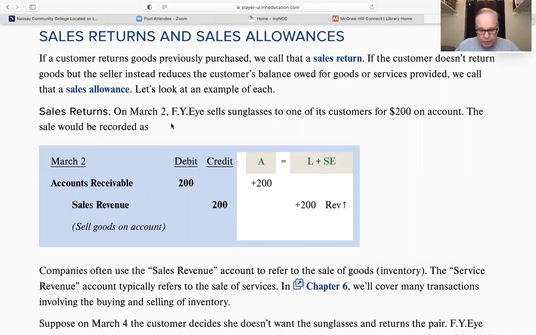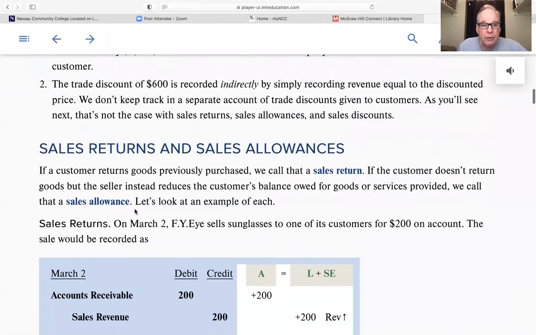So the eye doctor, in addition to doing surgery, he also sells glasses. So on March 2nd, the doctor sold sunglasses to one of its customers, $200 on account. What entry? Debit accounts receivable and credit sales revenue.